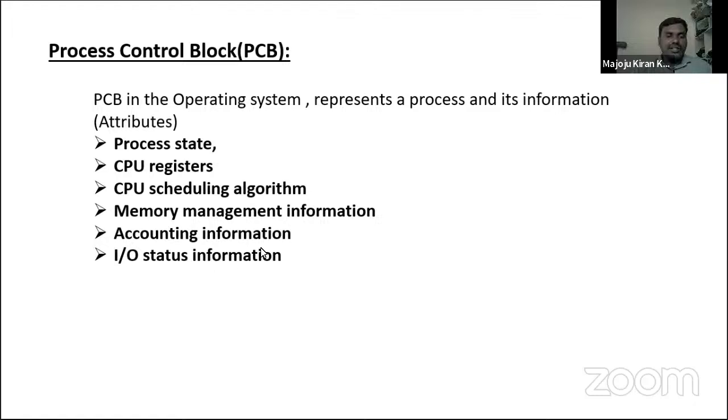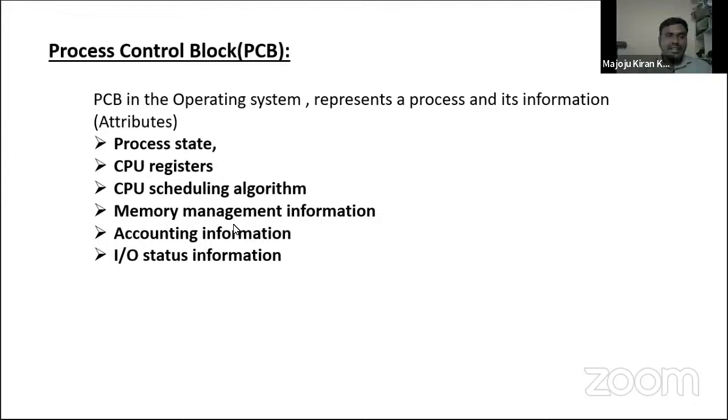That is IO state information. That means the PCB gives the total information about a particular process. So it gives the information about the state of the particular process, which registers have been assigned to the process, and which scheduling algorithm is used for the particular process.